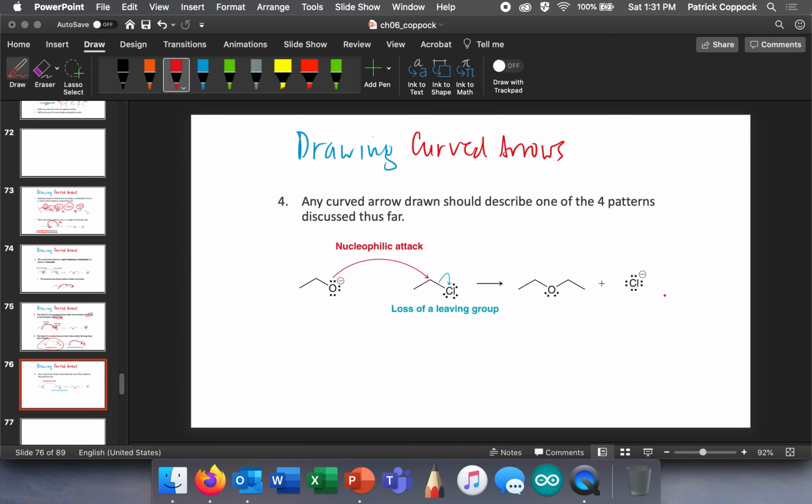And then finally, rule number 4, any curved arrow should describe only one of the 4 patterns that we've described thus far: either nucleophilic attack, loss of a leaving group, proton transfer, or rearrangement. If you can't put it in one of those 4 boxes, it's certainly wrong. All right, so go practice drawing curved arrows.